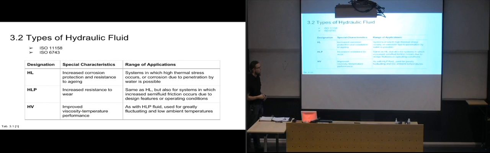So without having checked this particularly, I would say that the HLP is a likely candidate for use in subsea equipment, and especially in subsea equipment where you might be using it to the north of Norway, close to the Arctic region, then I would use the HV one, so that you take these low ambient temperatures and greatly fluctuating temperatures into account. Because of course, when you get into the Arctic regions, you have a whole different range of design premises you have to take into account when you're creating systems there.